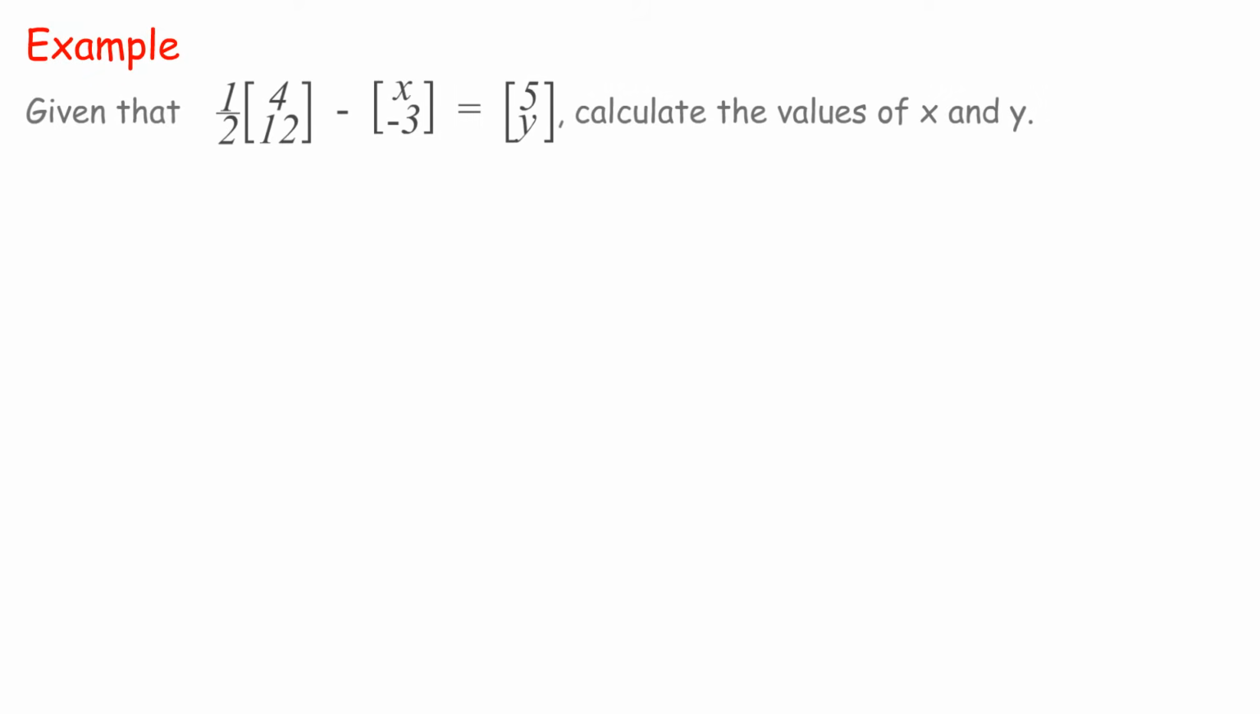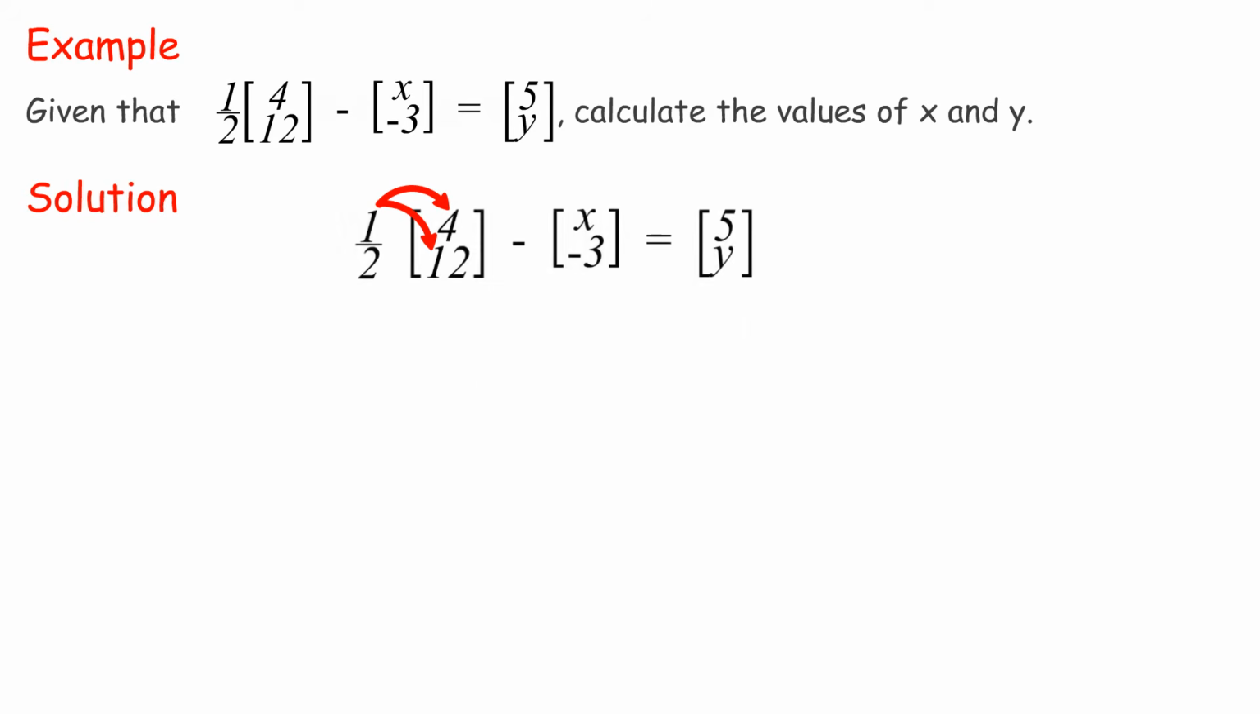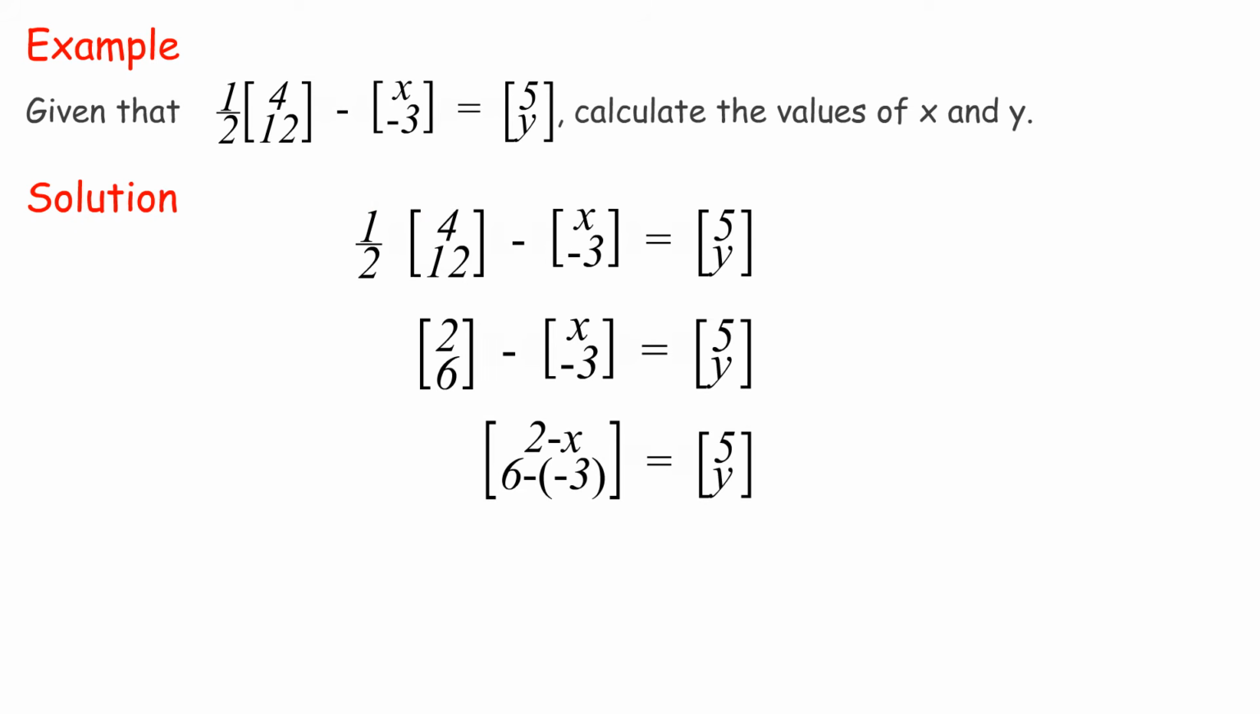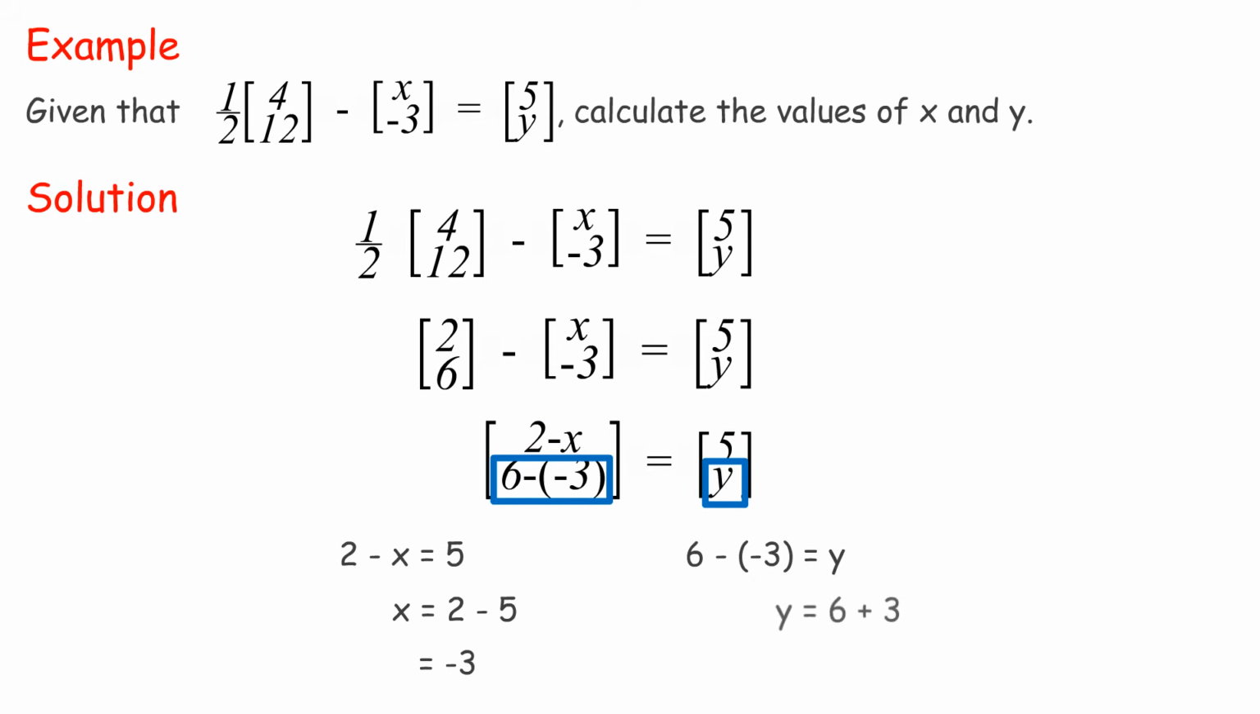Example: given matrix D, calculate the values of x and y. Solution: do the multiplication of half first. Then do the subtraction. After that, compare the left-hand side and right-hand side of the equation. 2 minus x equals 5, x equals 2 minus 5, equals negative 3. 6 minus negative 3 equals y. y equals 6 plus 3, equals 9.